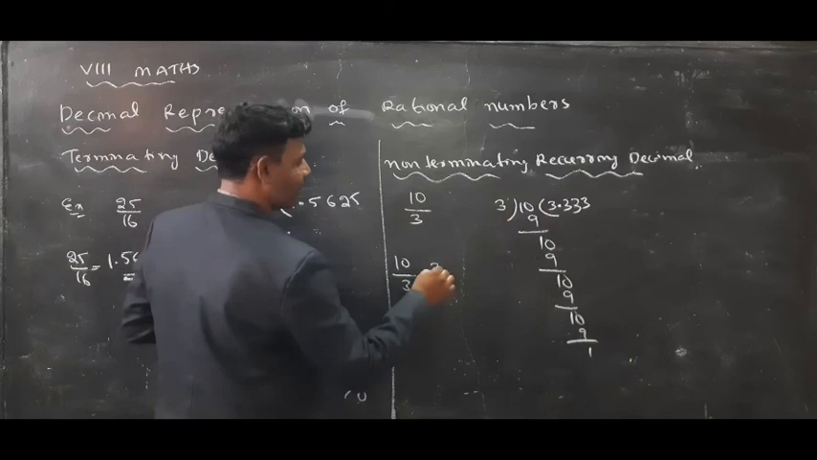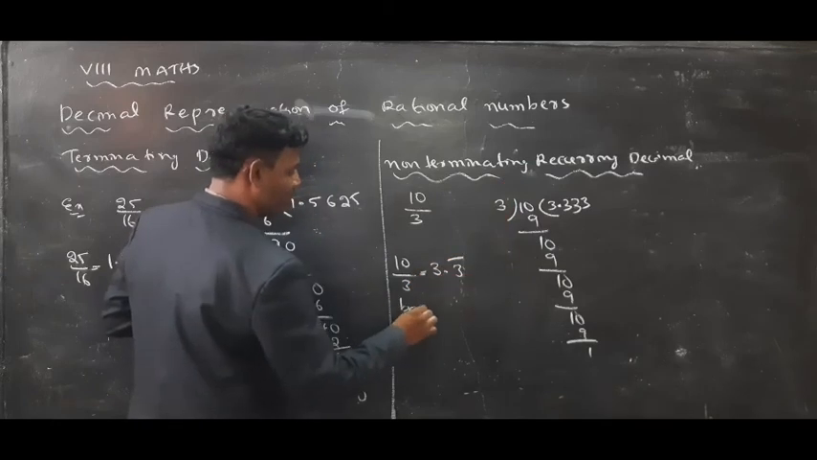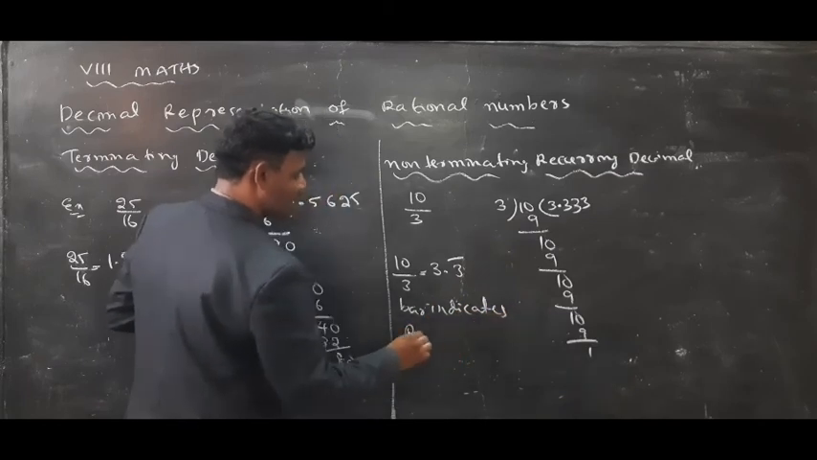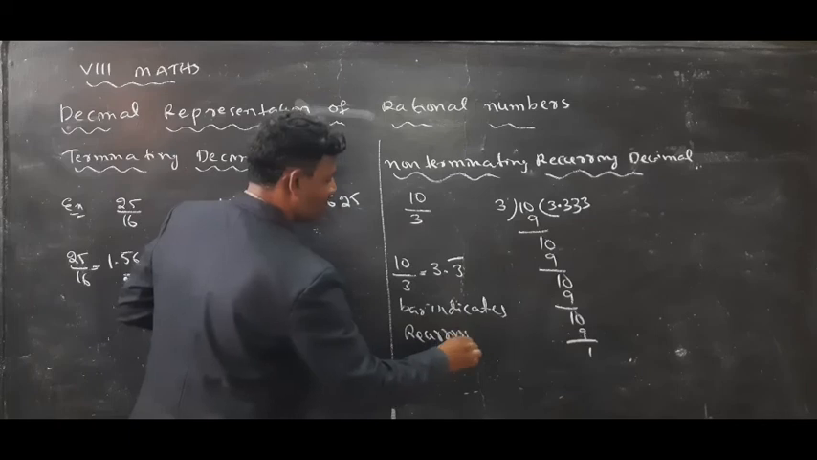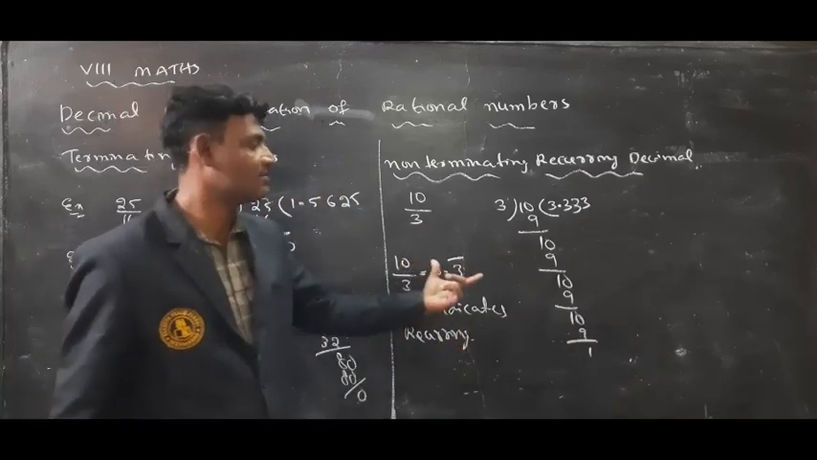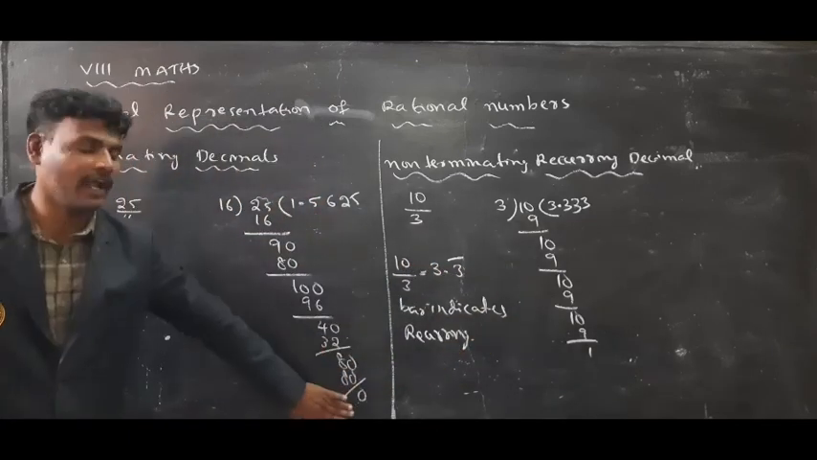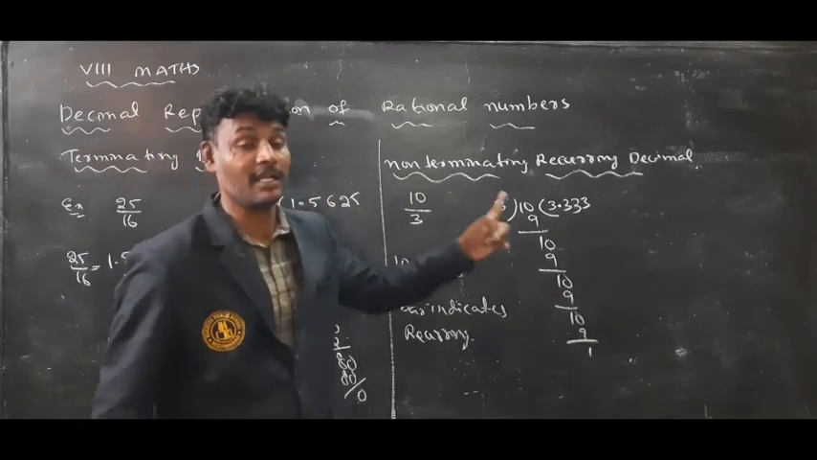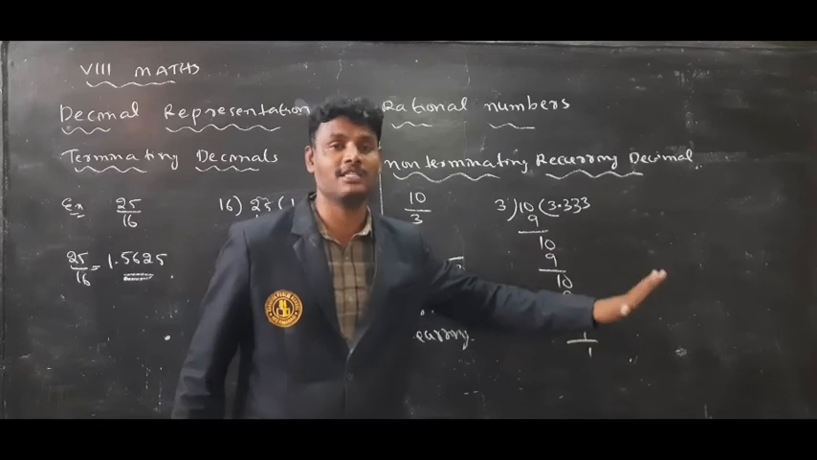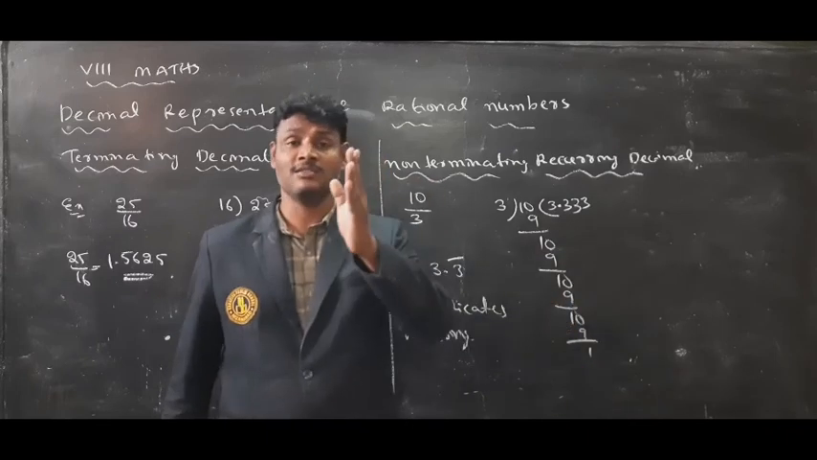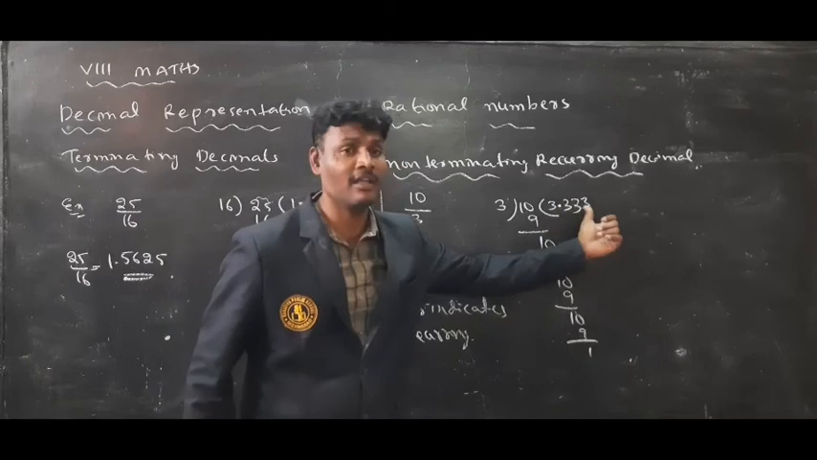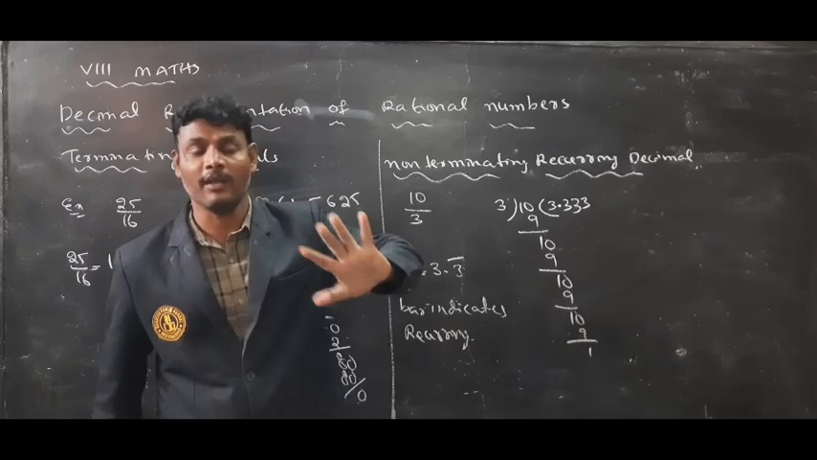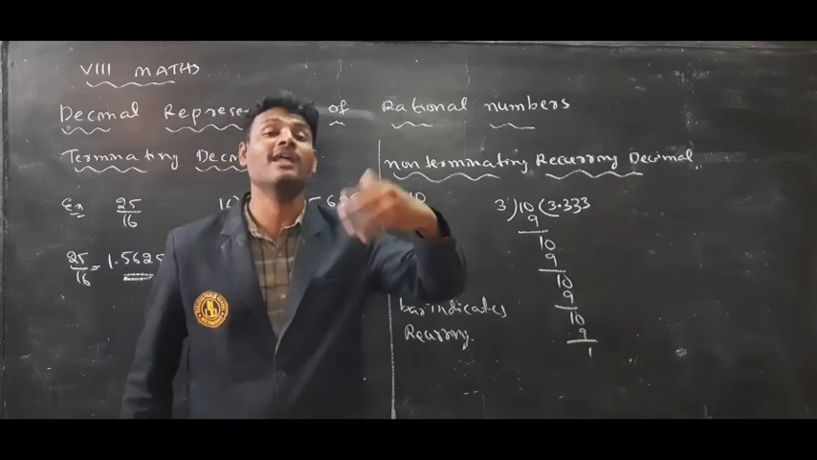What is the repeating number? 3 bar. So the bar indicates recurring. It means the repeating number. So in the first case the final remainder is 0, so this is called a terminating decimal. But in the second case the final remainder is not 0. It means that it is non-terminating. But here 3 is repeating. So these types of decimals are called non-terminating but repeating or recurring decimals.